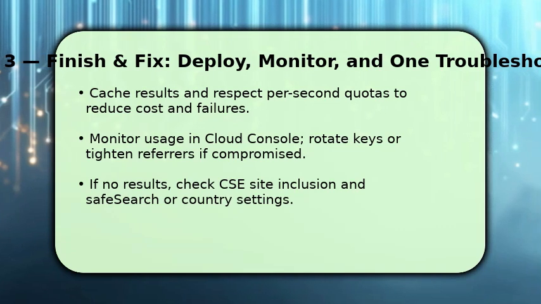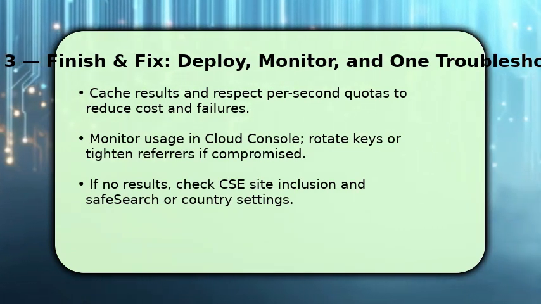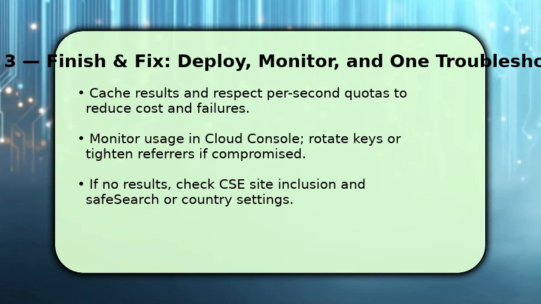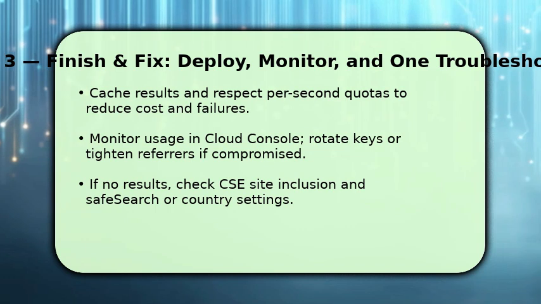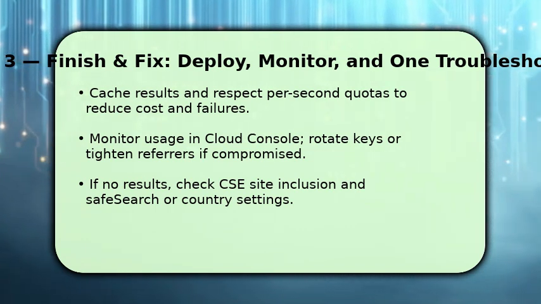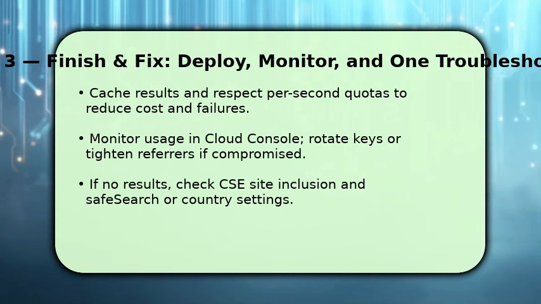Finally, integrate the API into your app and harden it for production. Cache frequent queries to lower costs and respect per second quotas so you don't get throttled. Monitor usage in Cloud Console and rotate API keys or restrict referrers if you detect abuse.